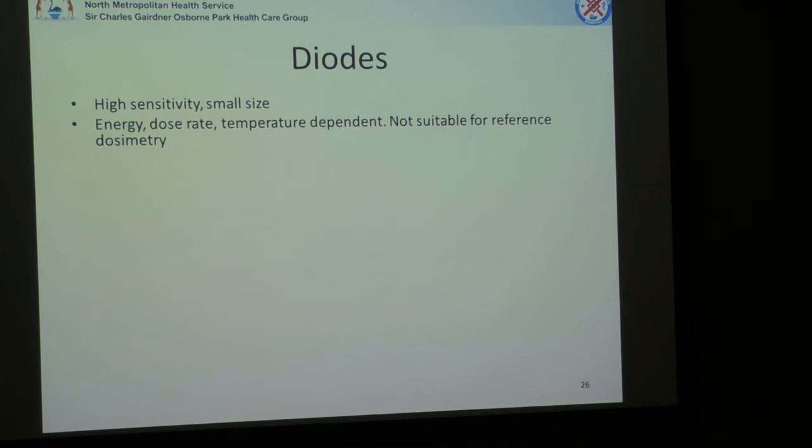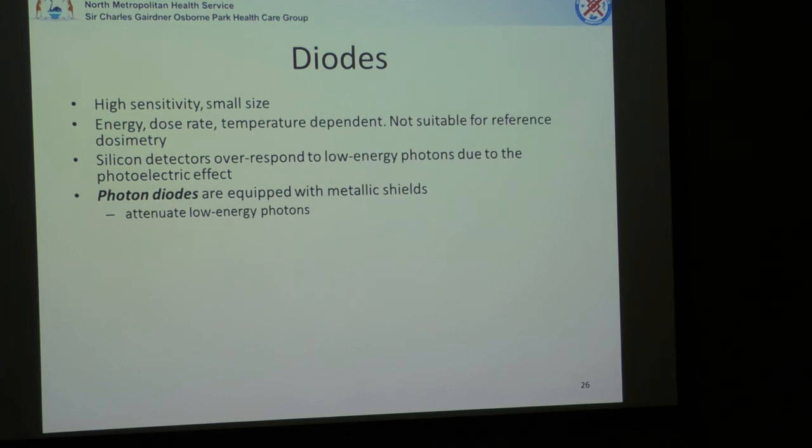They are dependent on energy, dose rate, temperature, and accumulated dose. So we don't actually want to use them for our reference dosimetry to calibrate our beams, but they are useful for measuring profiles or PDDs. They over-respond to low-energy photons in particular because they're made of silicon, which has a higher effective atomic number, which means you've got more photoelectric effect. The photoelectric effect is very dependent on your energy, so at the end of the day, diodes have an energy dependence. For this reason, you've got tiny little shielding on your silicon diodes to attenuate the low-energy photons, to make them a bit less energy dependent.